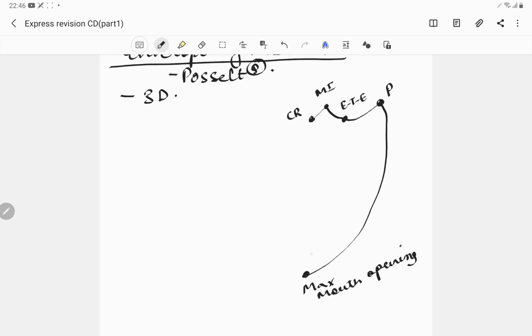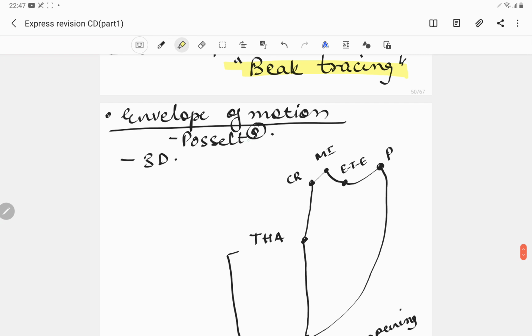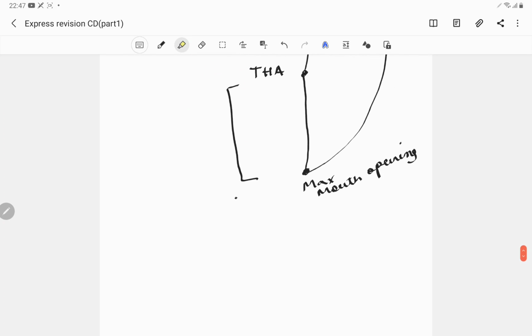Then we ask the patient to slowly and slightly close the mouth. So there is going to be the hinge axis, the terminal hinge axis. This particular area is the mouth opening to the terminal hinge axis, or we can say hinge axis to the mouth opening. Then from the terminal hinge axis, again the patient is guided to the centric relation. So this is our envelope of motion, which is given by Posselt. Right, so this is the border movement in the three-dimensional plane.